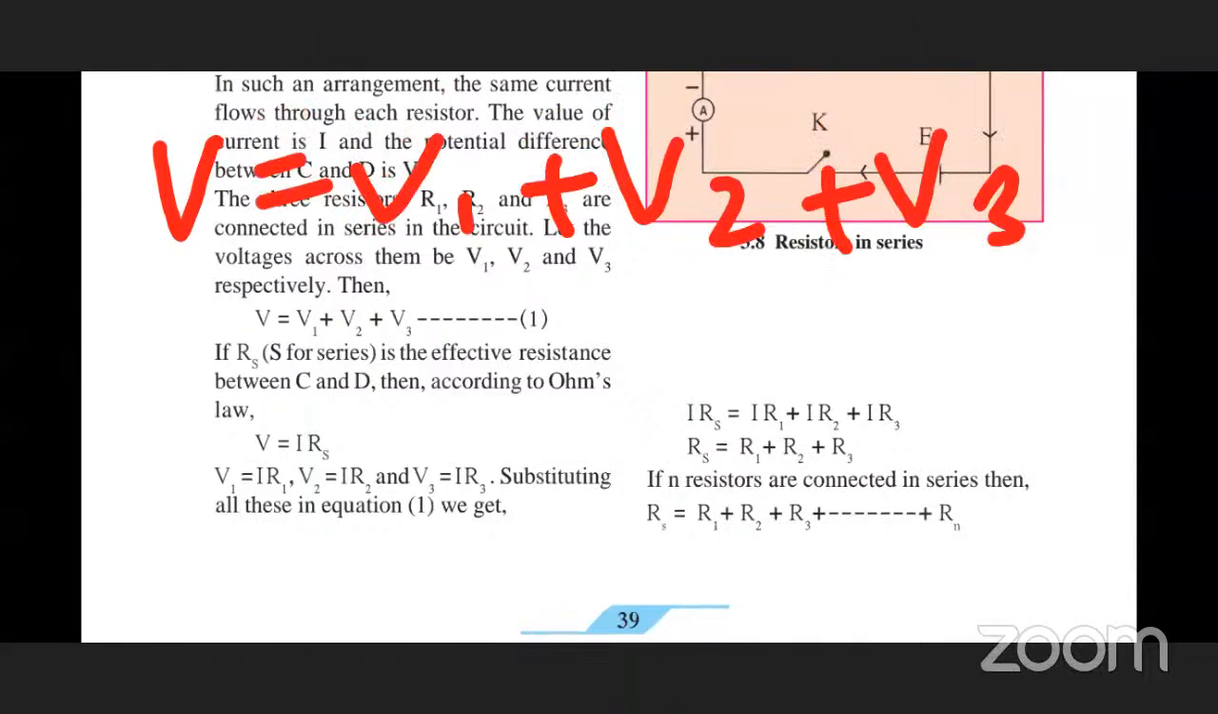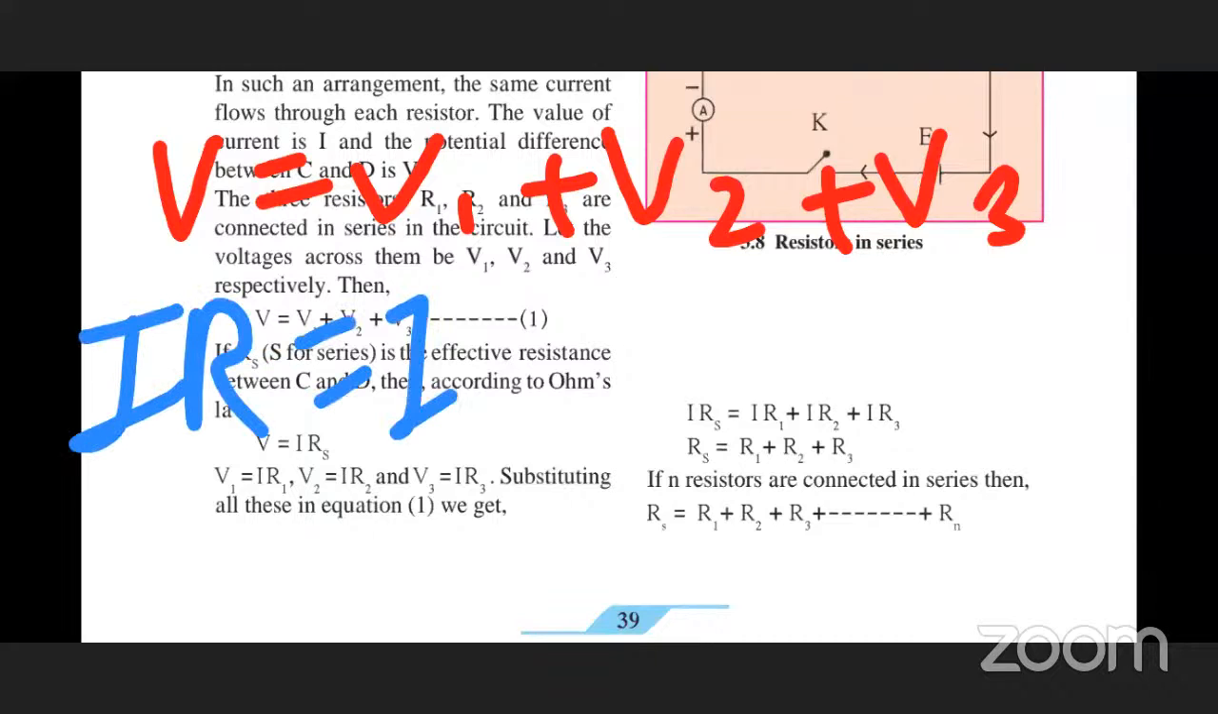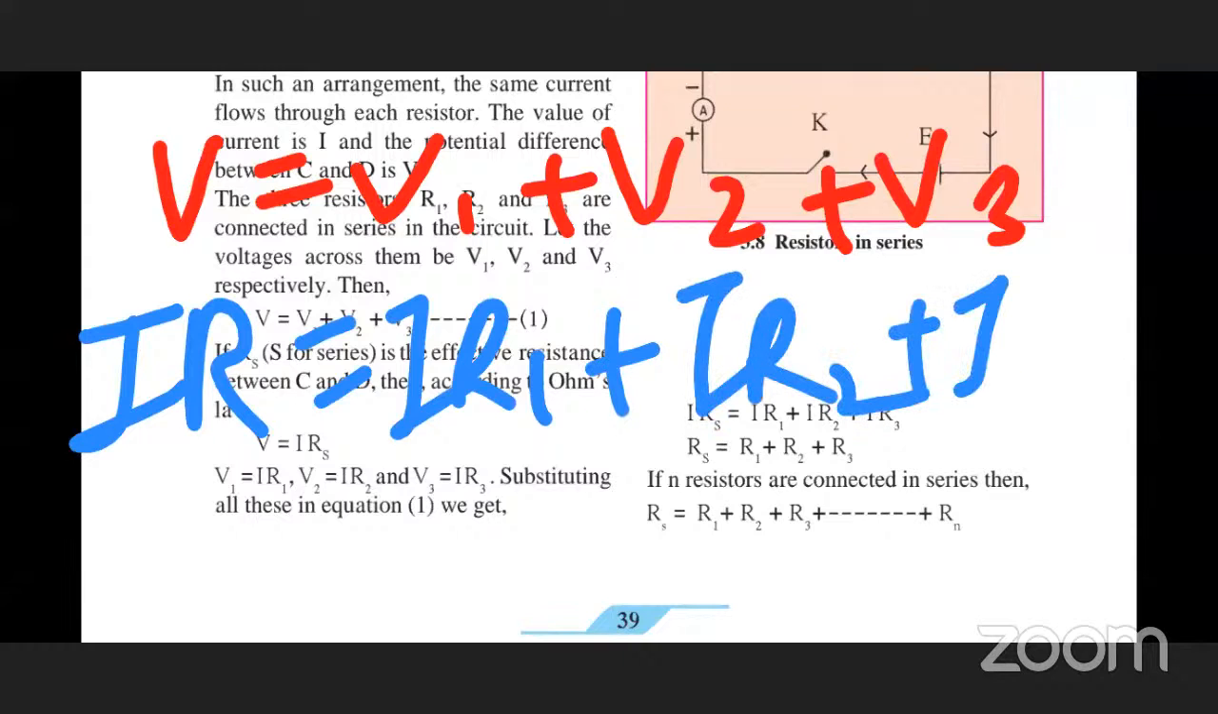So we know what V is: V is IR, right? In place of every V, we will write IR. So here IR1, for V2 it is IR2, for V3 it is IR3. Since we are talking about series, I am going to write S here.